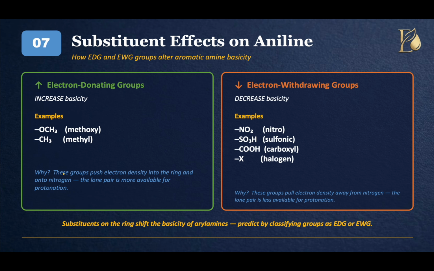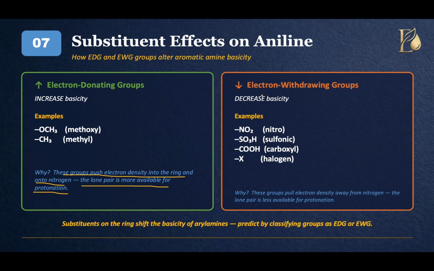So what is the reason? These groups push electron density into the ring and onto the nitrogen atom, and therefore the lone pair is more available for protonation compared to simple anilines or simple aryl amines.